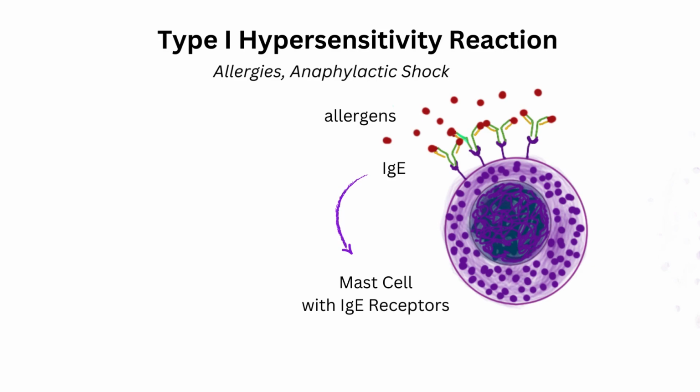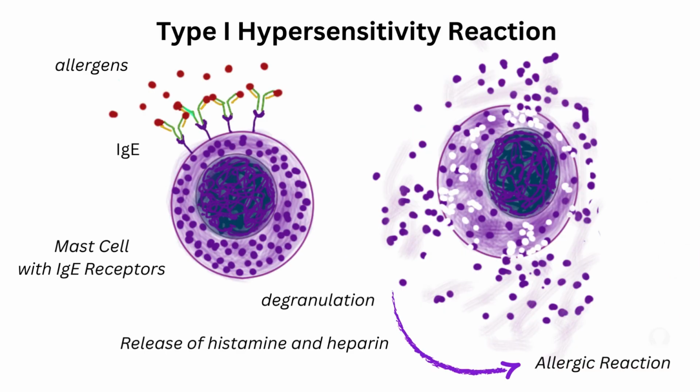Once IgE binds to its cognate allergen, it will activate the mast cell with their IgE receptors. Just as you saw earlier with degranulation with the parasites, here you have degranulation, releasing of histamine and heparin, forming an allergic reaction in the atopic individual.